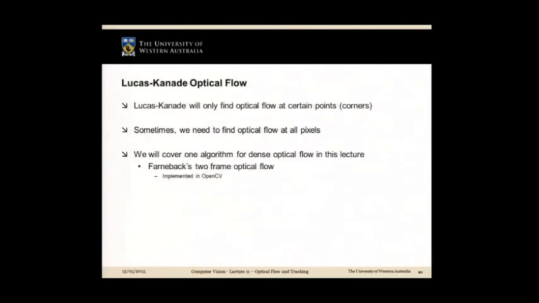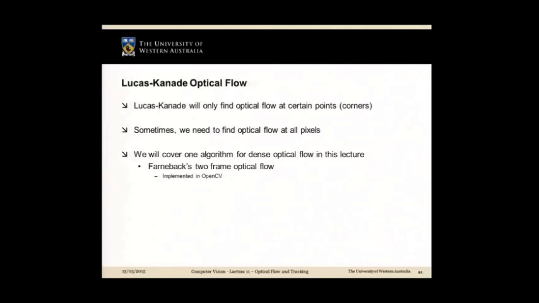So as we have said, the Lucas Kanade optical flow technique uses corners. So it will only find optical flow at certain points. These points are the corners. Sometimes we need to find optical flow at all pixels, and for that we have another technique.